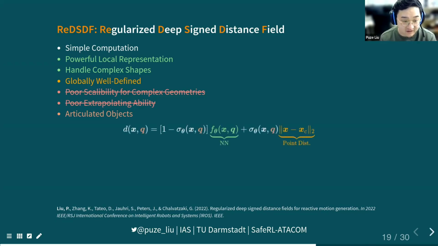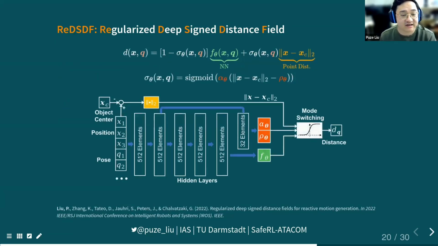So this is basically our Reg SDF structure. It has a neural network component that gives you powerful local representations and can handle complex shapes, and you also have a point distance that is globally well defined. The sigma theta here is a mode switching function, which is basically a sigmoid with two parameters. One is alpha theta, which controls the stiffness of the mode switching, and rho theta is the center where the mode switching should take place. We basically use this kind of network structure to train distance functions.